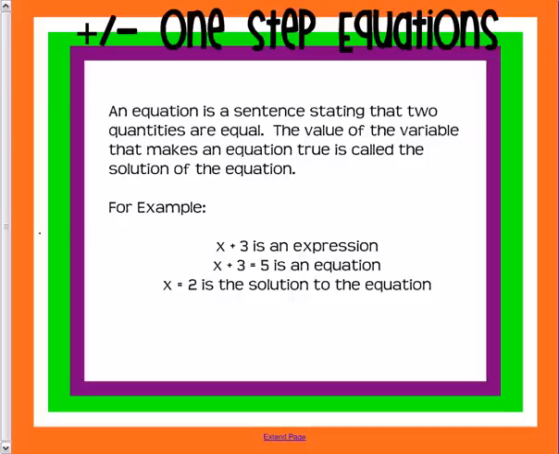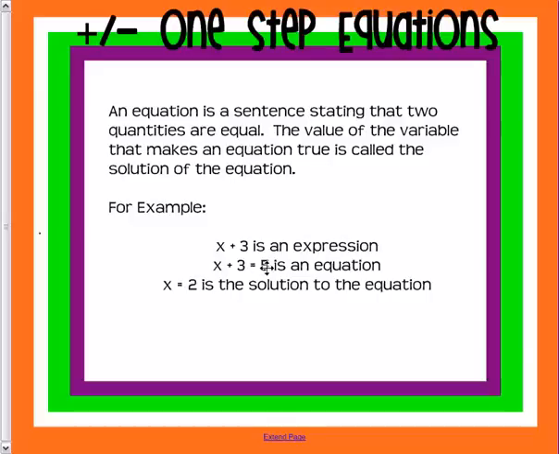Hey guys, today we're talking about adding and subtracting one-step equations. An equation is a sentence that has two quantities that are equal. Okay, so we've talked about expressions before. They only have one side of the equation.